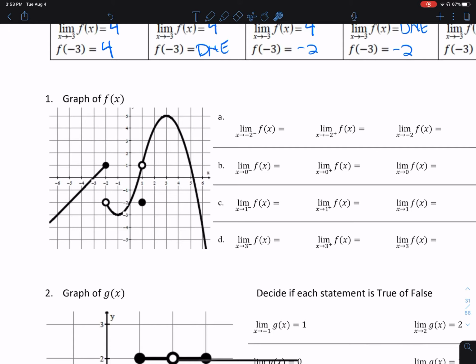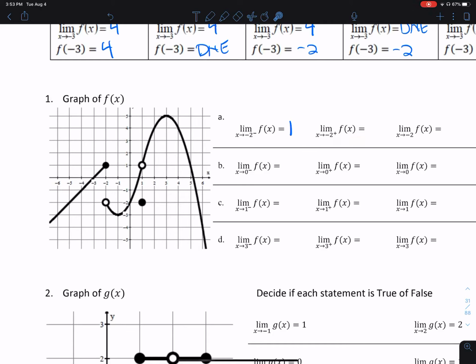Let's check this out. Let me read this to you and I'll tell you what it means. It says, find the limit of f of x as x approaches -2 from the left. What it means is, as you get closer and closer to -2 from the left, what is y getting closer to? Well, it's getting closer to the y value of 1.